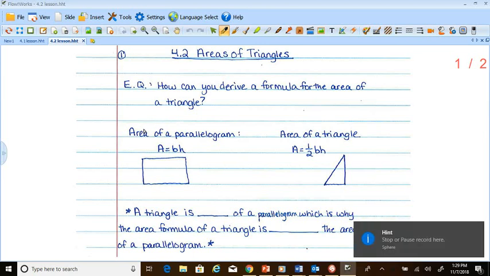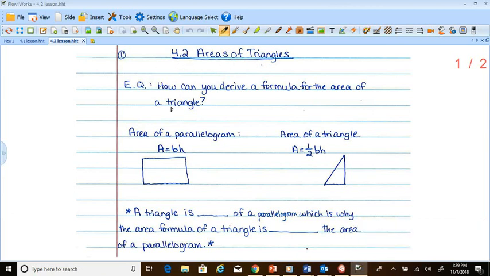4.2 areas of triangles. The essential question we're focusing on is how can you derive a formula for the area of a triangle? And you're able to do this because if you think of an area of a parallelogram, the area of that is area equals base times height. A triangle is half of a parallelogram. So you would take the parallelogram's area and you would cut it in half, or you'd divide it by 2. So that's how we get this formula, because a triangle is a parallelogram cut in half.